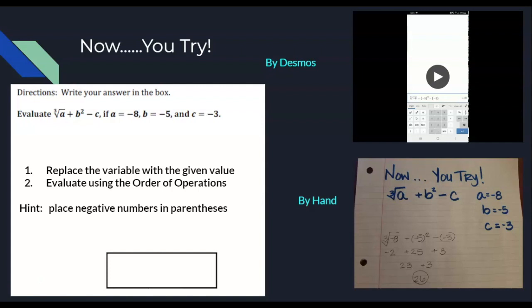Again, when you plug in negative numbers with exponents, you want to put them in parentheses to make sure you don't make an error. After substituting in my numbers, I start simplifying, doing the cube root of -8, which is -2. I find the square of -5, which is 25. And then I plug in the -3. And of course we know subtracting a negative is the same as addition. And then I add those numbers from left to right. My final answer is 26.